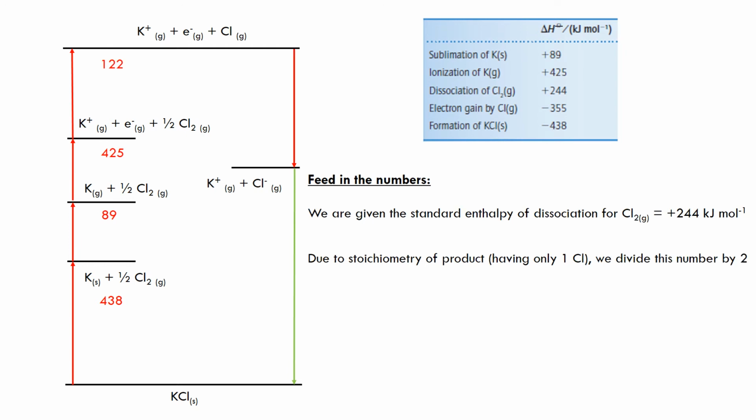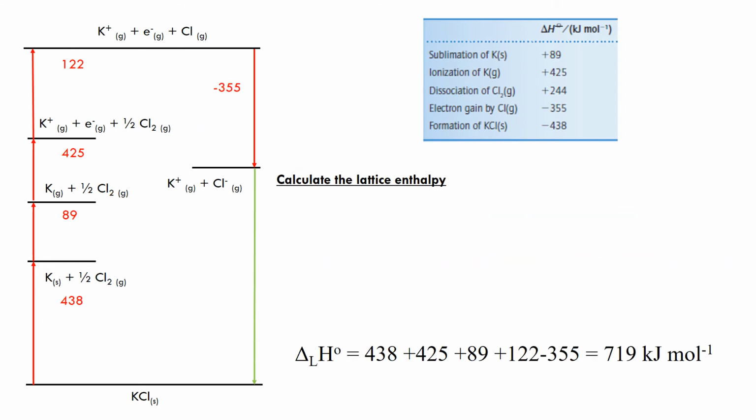We are given the standard enthalpy of dissociation for molecular chlorine. So this is to gain our chlorine atom on its own, which is 244 kilojoules per mole. But look at the stoichiometry of the product. Potassium chloride only has one chlorine, so we've got to divide that number by 2. And we are given that electron gain by chlorine, which is negative 355.